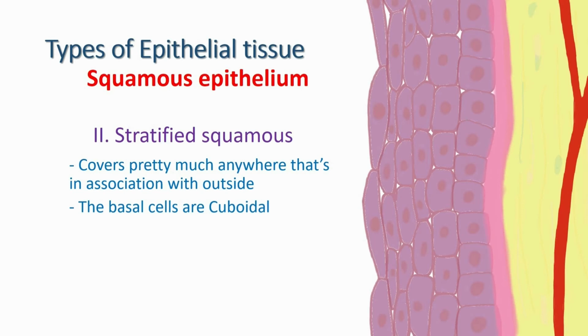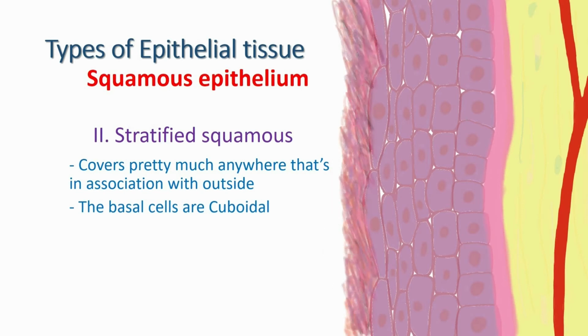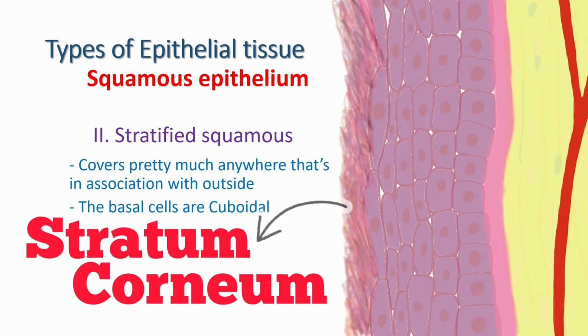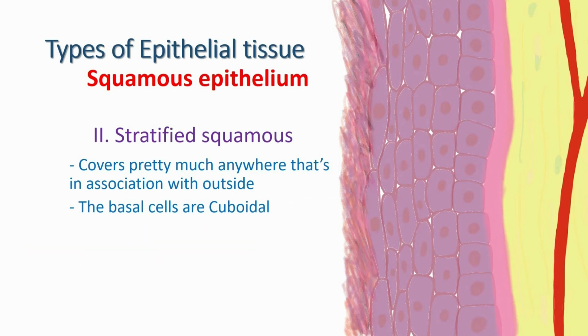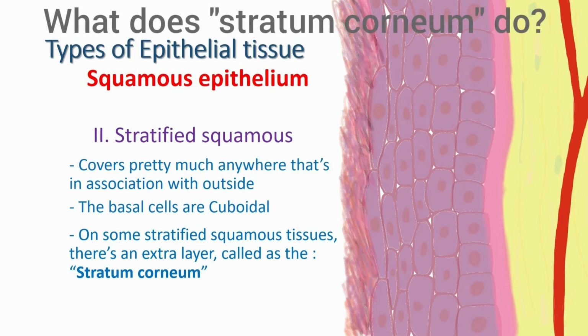Now, sometimes there is an extra layer on top of these cells, like this. This layer is called the stratum corneum. Stratum corneum is seen in only some regions that are covered by stratified squamous epithelium. But mostly the question is, what does it do? To answer this question, let's see where this layer is found.